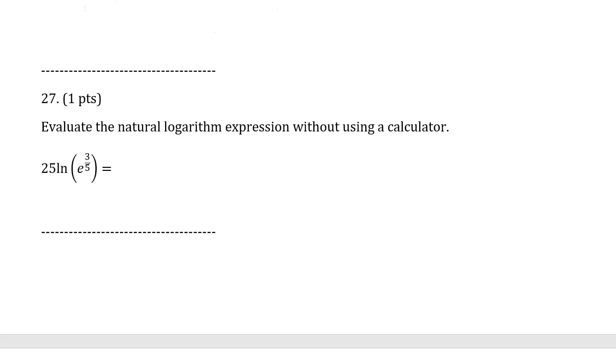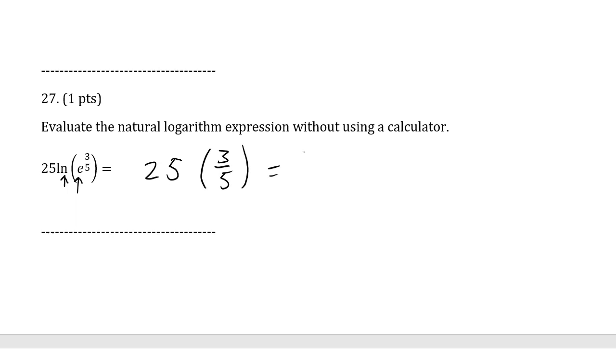Now we want to evaluate the natural logarithm expression without using a calculator. 25 times natural log of e to the 3/5. Notice that I have a natural log and an e side by side each other. They undo each other and simply give me the power on the e. This will become 25 times 3/5.